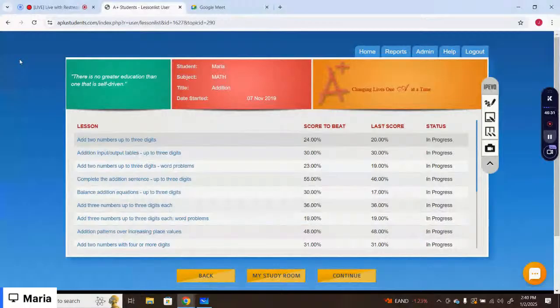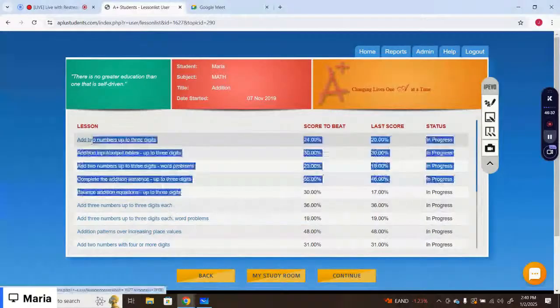So we were working on grade 3 math. The chapter we were working on is addition. The lessons we have covered today are add two numbers up to 3 digits, addition input output table up to 3 digits, add two numbers up to 3 digit word problems, complete the addition sentence up to 3 digits, balance addition equations up to 3 digits.